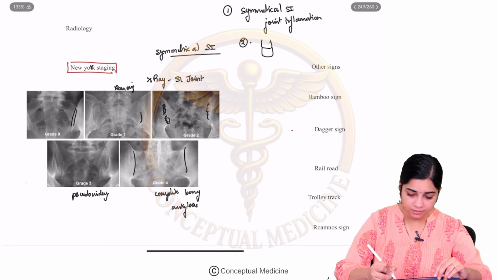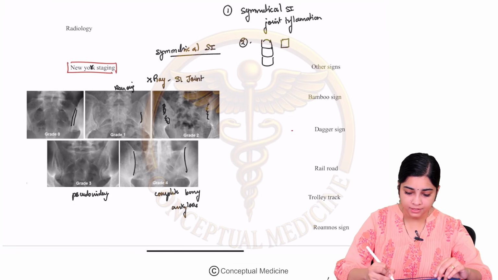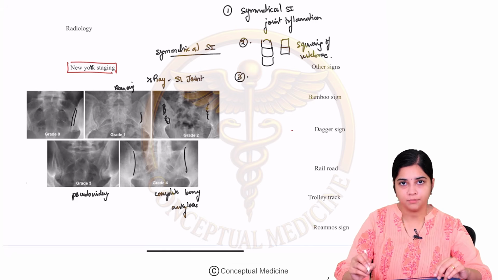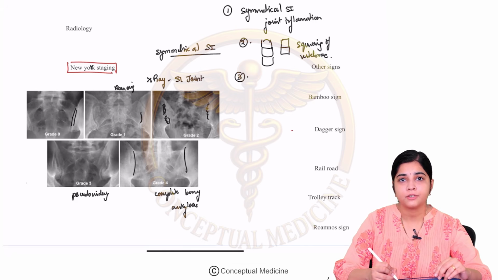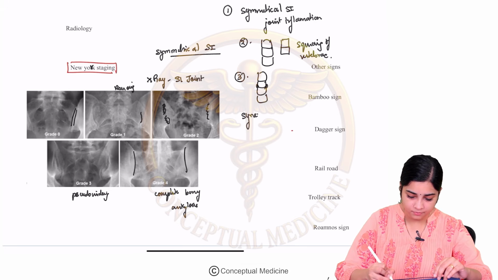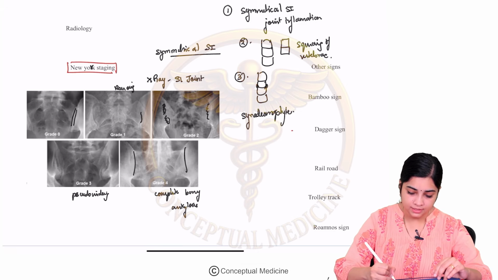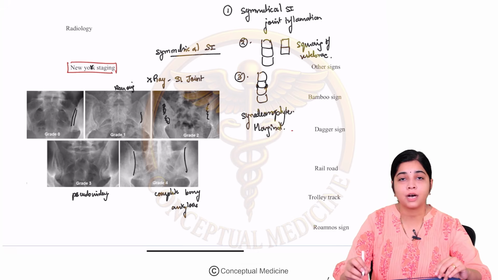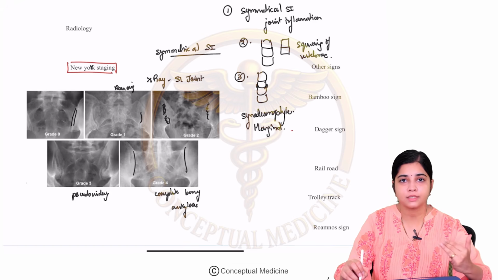So if these are your vertebrae, the vertebrae can become squared out. So you can have squaring of the vertebrae. Also, you can have inflammation of the disc, and you can have something called syndesmophyte formation, and these are usually marginal syndesmophytes. There is inflammation of the disc between the two vertebrae and ultimately the vertebrae get fused.